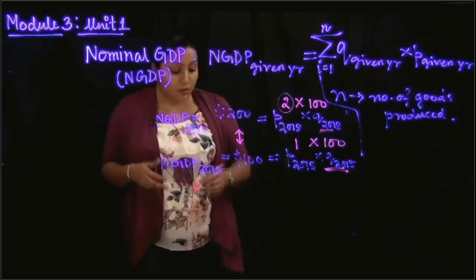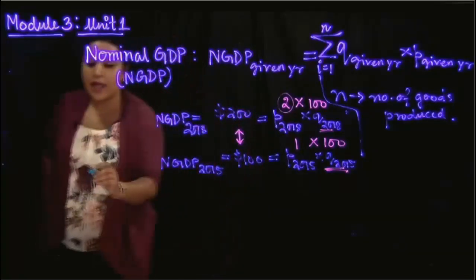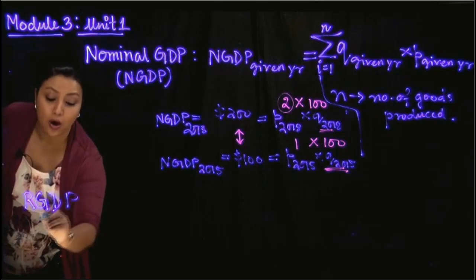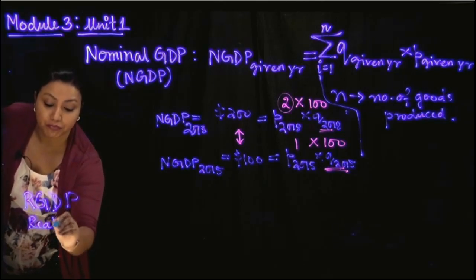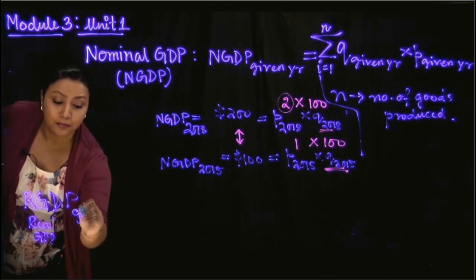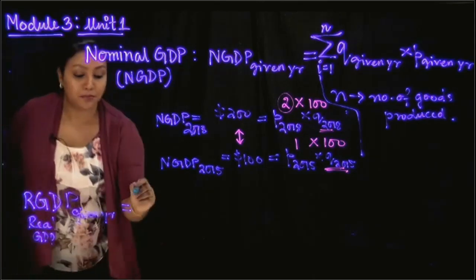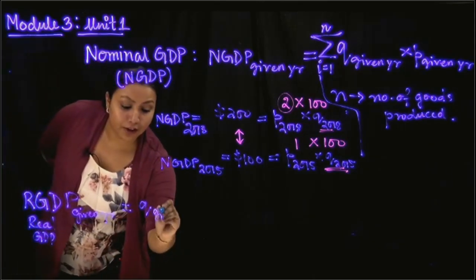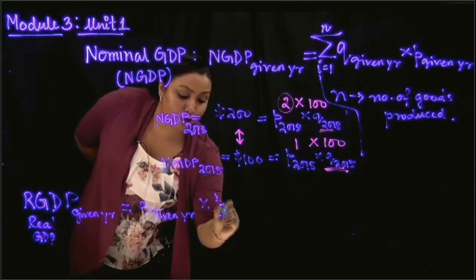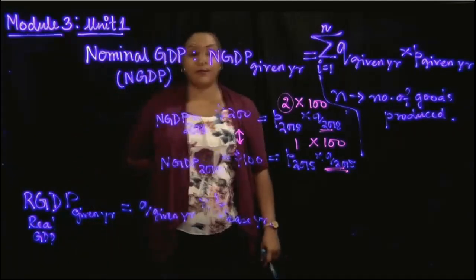So we need another measure that would adjust for changes of price over time, and that measure is the real GDP, RGDP or real GDP. The RGDP of any given year is the quantity of that given year times the price of a base year, where the base year is any other year that is used for reference.